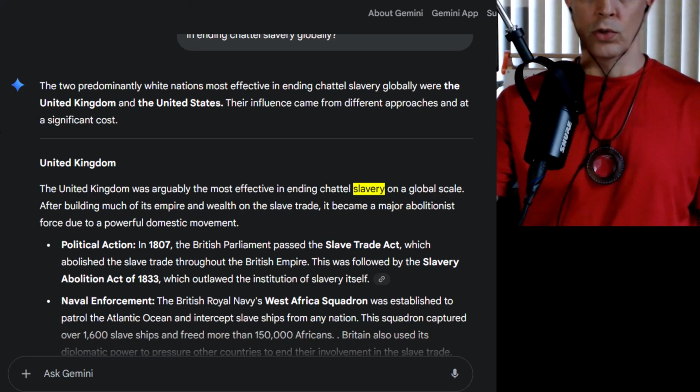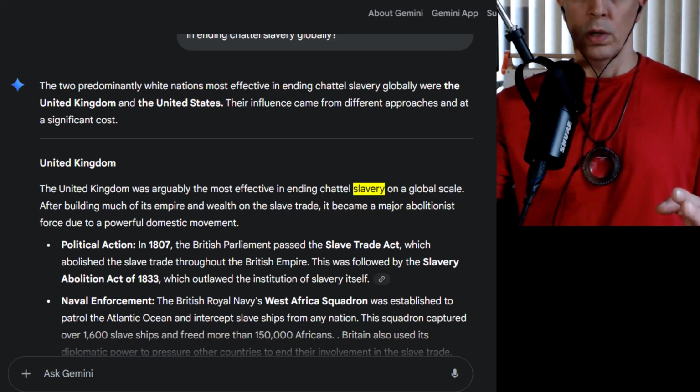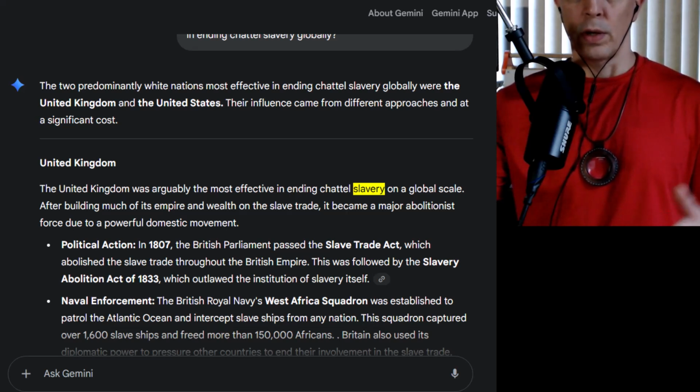I also want to insert here that Haiti was also instrumental in their slave revolt. I think it was somewhere in the 1700s or early 1800s, where the slaves revolted and were able to establish a free nation after that.